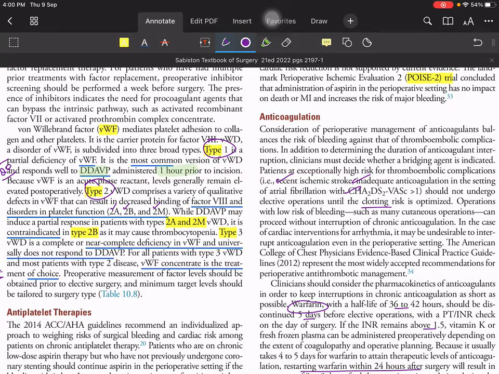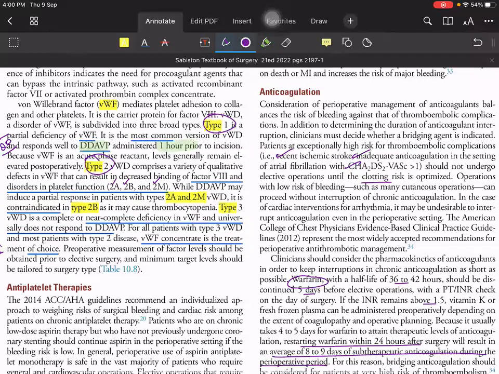A patient comes with type 1 von Willebrand disease. Prior to incision, do we give DDAVP 1 hour, 2 hours, 3 hours, or 4 hours? The answer will be 1 hour prior to incision.